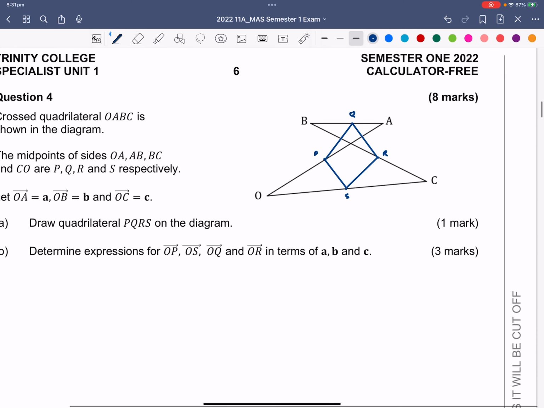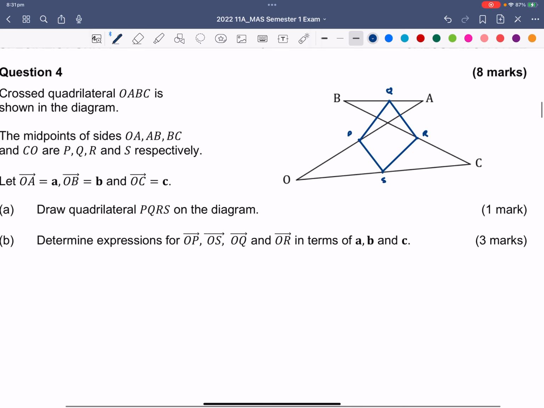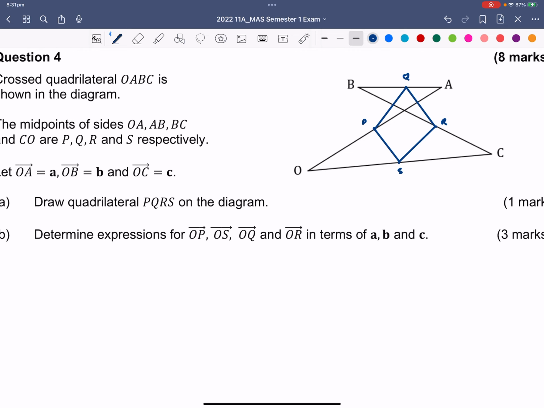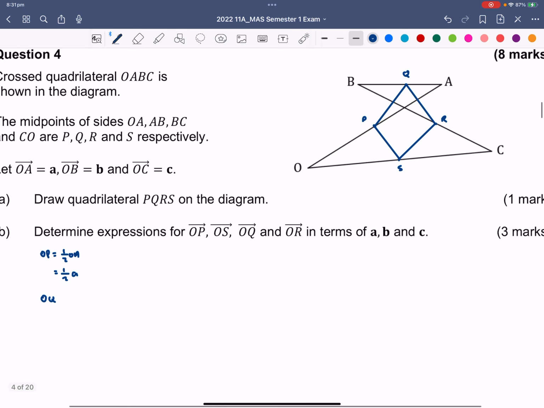All right, so what do I have to figure out an expression for first of all? OP. How will I get from O to P? Well, that's actually really easy, because isn't OP just halfway from O to A? That's what OP is. It's just halfway from O to A. So OP is half of O to A. So that's just half A. They also want OQ. How will I get from O to Q? To get from O to Q, I'll go from O to A and then A to Q. I'll go from O to A plus A to Q. And A to Q is really just half of A to B.